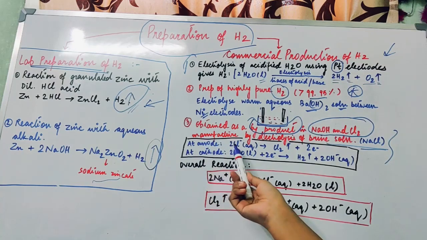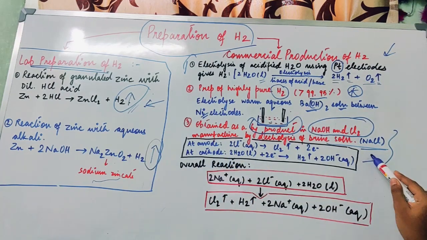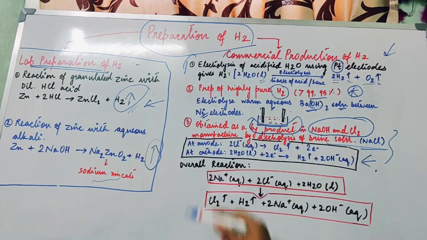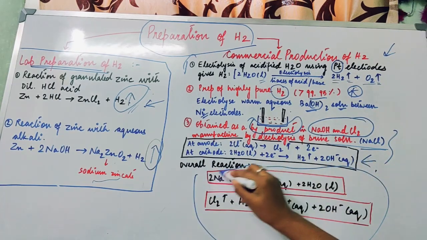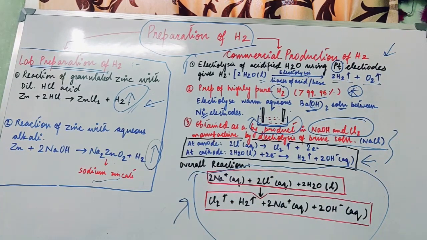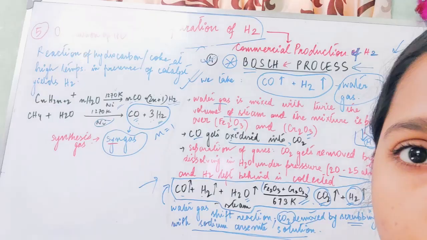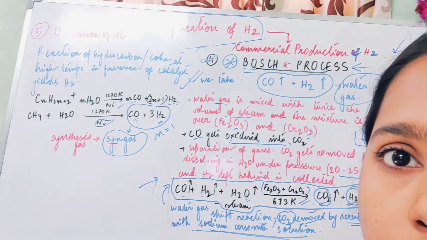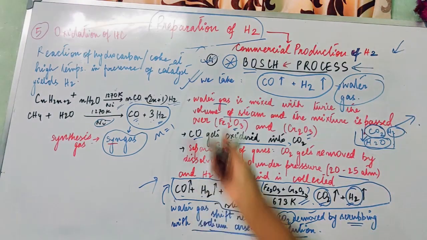The reaction at anode and the reaction at cathode are mentioned, and the overall reaction is also mentioned. 2Na+ in aqueous form plus Cl- in aqueous form plus 2H2O in the form of liquid gives Cl2, which is gas, H2, hydrogen in the form of gas, Na+ in aqueous state, and 2OH- in aqueous state.